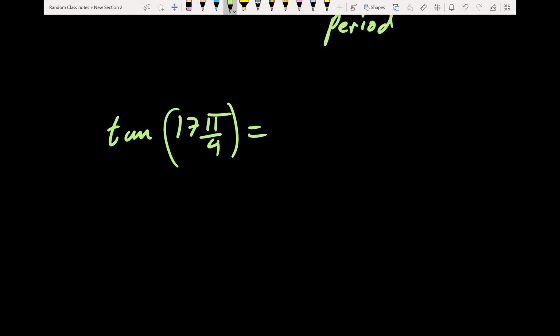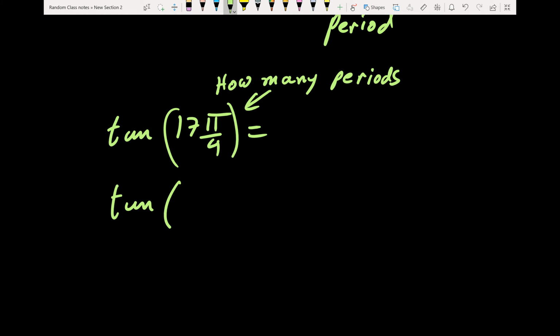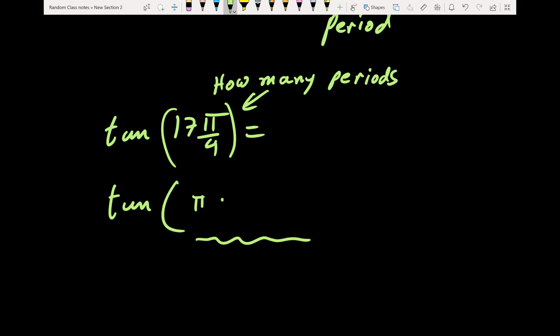Here's the reason why you use periodic. Ready, guys? How do we get tangent of 17 pi over 4? Well, you can draw it, but it's going to take a lot of time to draw, right? So you've got to ask yourself, how many periods are inside this? What's the period for tangent? Pi. So how many pi's are going to be in here? Pi plus pi plus pi plus something, right?